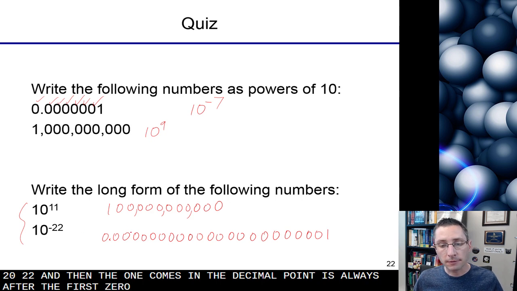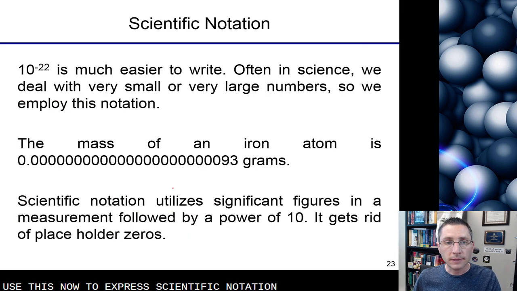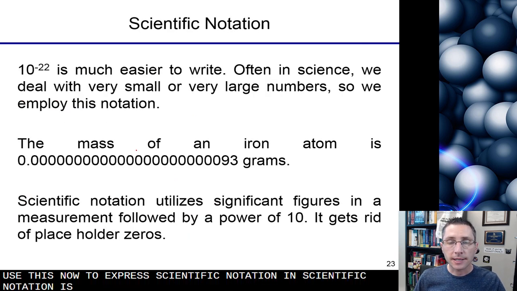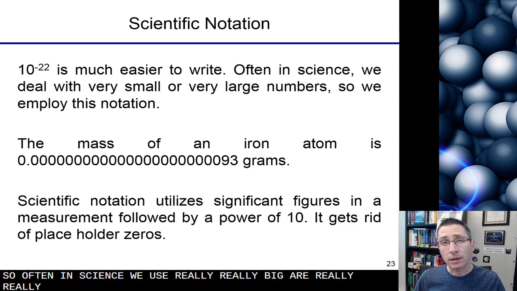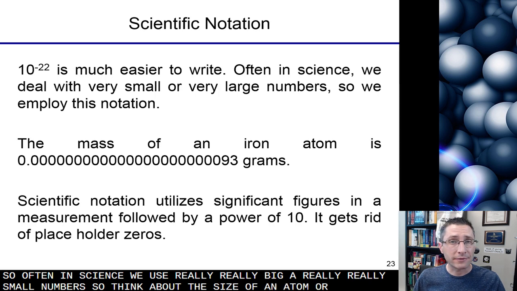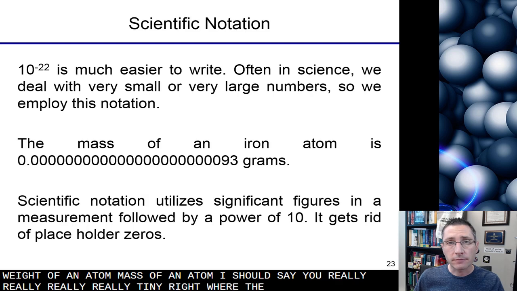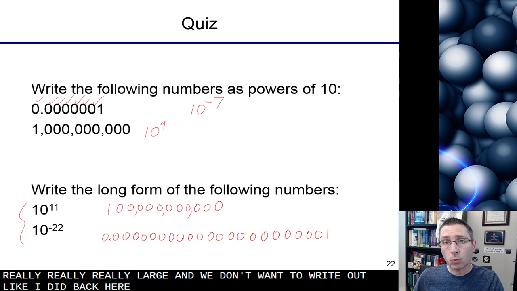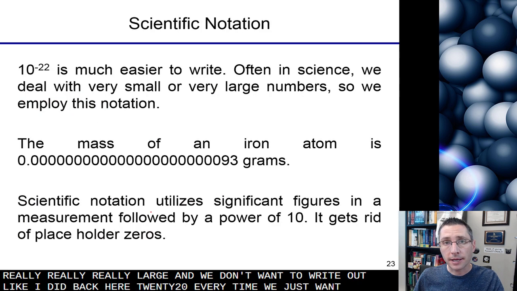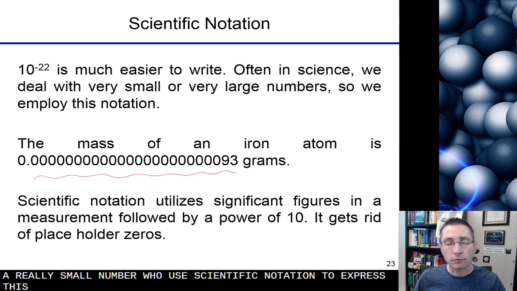Okay, so that's powers of 10. We're going to use this now to express scientific notation. And scientific notation is just the scientist's shortcut for expressing a number. So often in science, we use really, really big or really, really small numbers. So think about the size of an atom or the mass of an atom, which is really, really tiny, right? Whereas the mass of the Earth is really, really large. And we don't want to write out, like I did back here, 22 zeros every time we just want to say a really small number. So we use scientific notation to express a really tiny number or a really large number.